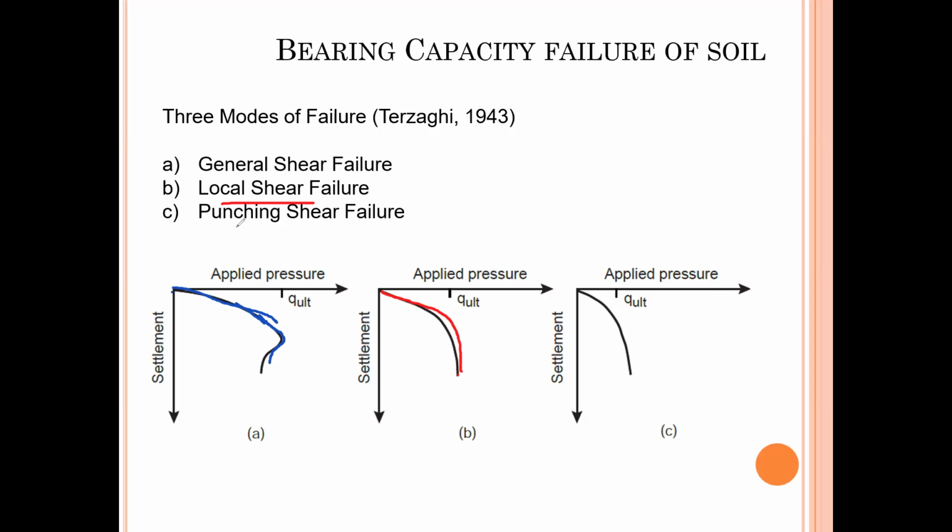So punching shear failure, it's a quick one. Punching means it's happening in a very short area. I'll discuss this in a while. And you can see the applied pressure, the pressure applicable, is much, much less. So you can get an idea from this Q ultimate value. So let's look at one by one.